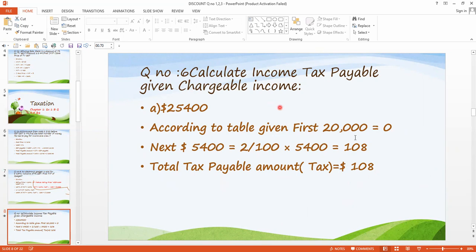Is it clear? For the first 20,000 we have no tax, so it is tax-free. No tax means zero tax. For the next 5,400 we have to pay tax, and the 2% is given in that table. So 2% multiplied by 5,400, which is the remaining amount, and after solving we get 108. This is the payable tax. Now let us move towards the next.